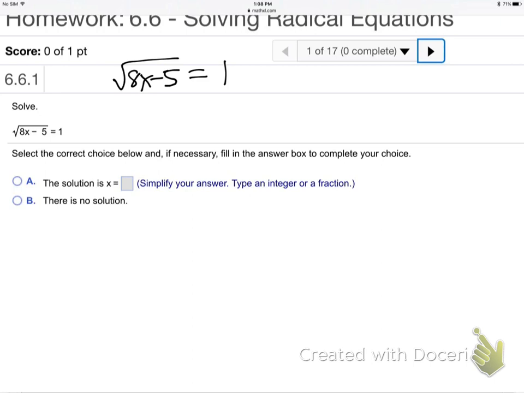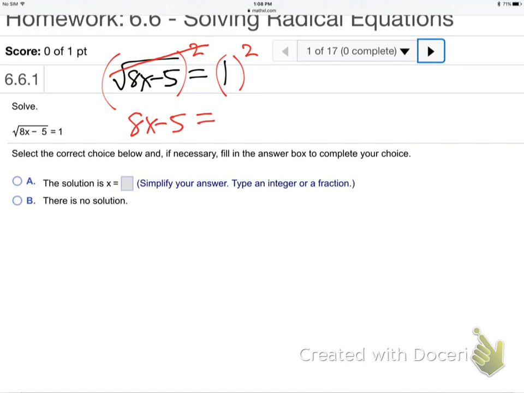So how do we get rid of that root? We second power both sides. To get rid of a root, you 2 power both sides like that. Does that make sense? Because we want to get rid of that root from the equation. So 2 powers take off roots. 8x minus 5.